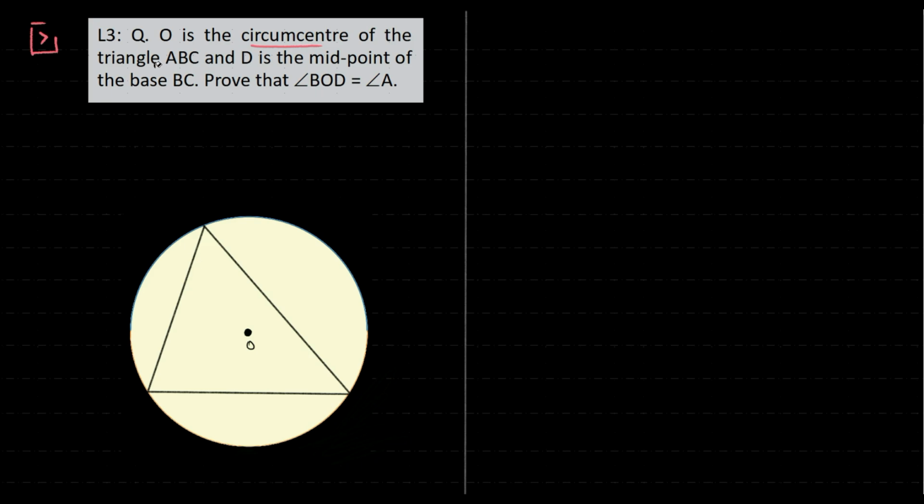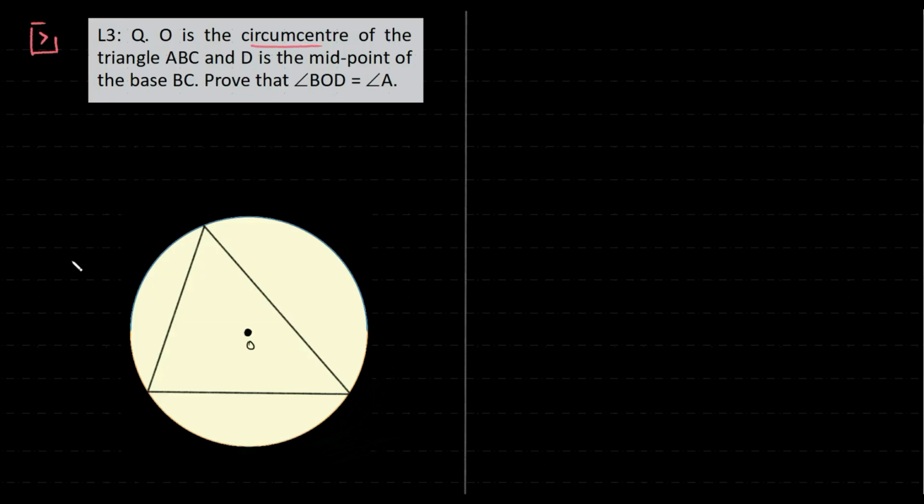Okay, so triangle ABC. So we have ABC. D is the midpoint of the base BC. Prove that angle BOD, this particular angle, is equal to angle A. This particular angle, right? So that's the question.